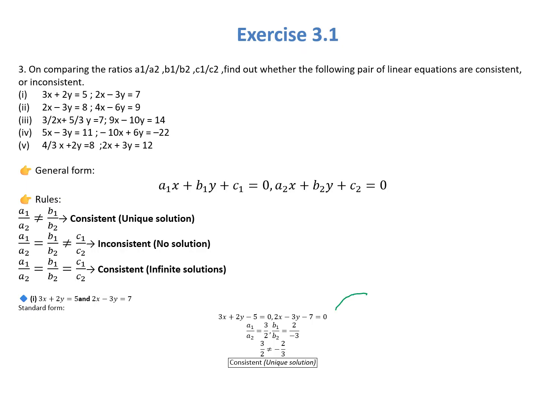Once we have converted the equations into standard form, we can again apply the logic of A1 by A2, B1 by B2, and C1 by C2. The moment we find that A1 by A2 is not equal to B1 by B2, we confirm that this is consistent and has a unique solution. If A1 by A2 is not equal to B1 by B2, we need not verify C1 by C2, because that already tells us the solution is unique and consistent. I'll move to the next slide and see the answers for the rest of the four questions.